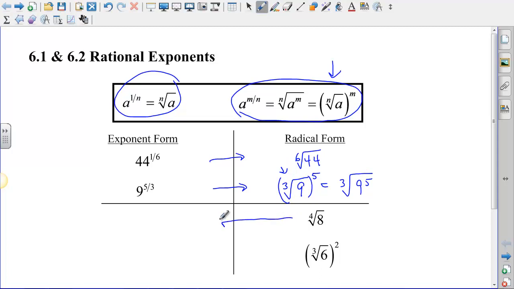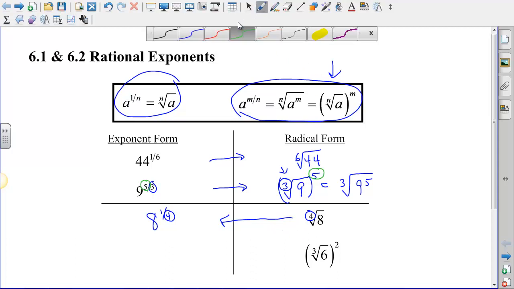If we're going from radical form to exponent form, we're going to do the same thing. 8 to the 1/4 power is the 4th root of 8, and that's because whatever goes in the root is the bottom number. Whatever goes in the bottom part of the fraction goes where the root is. The top number goes as the exponent. And so the top number always goes as that exponent, and that's how that works.